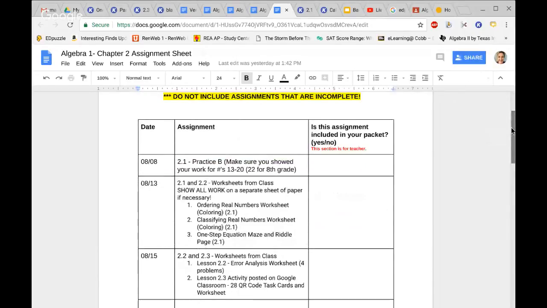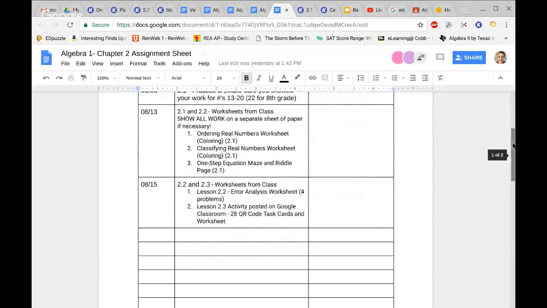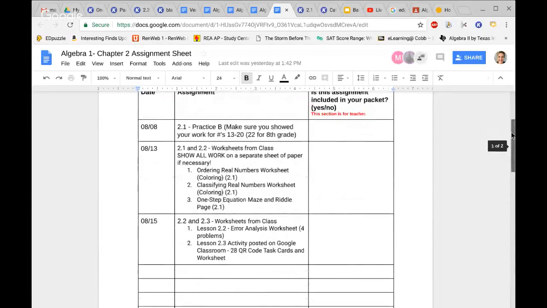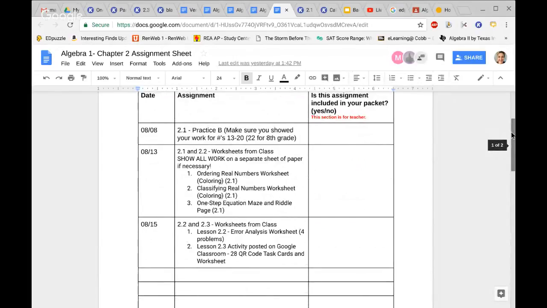Just so that you know, does this look like it all makes sense to you guys? As far as practice B, we did that last week. And then this week we've worked on ordering real numbers, classifying real numbers, and the one-step equation maze and riddle, and then the error analysis and the activity. So that's what's due so far. Does that make sense to you guys? Any questions about that? So can we turn this in anytime we want or on the test day? It's on the test day because I will keep adding to this, all the way up until test day.